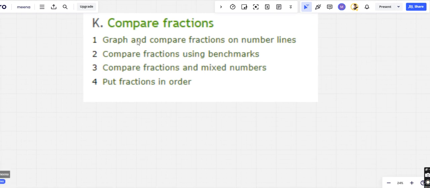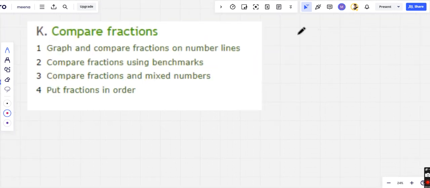What do we mean by that? First of all, we understand that compare means comparison. It occurs between, or we must have, two fractions. So for example, we have two fractions, just like 1/4 and the second one is 3/2. Now we compare these.